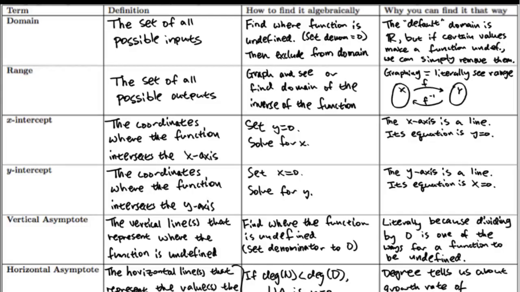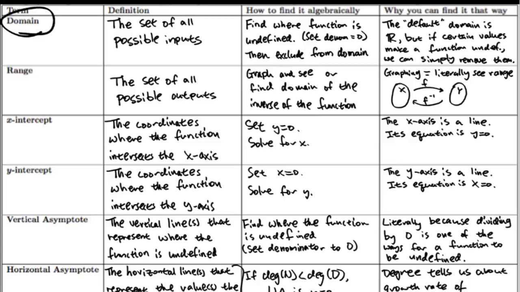So essentially set the denominator equal to 0. And notice that you're going to do that for both domain and vertical asymptote. Because in one of them, you're trying to figure out what's undefined so that you can remove it. And in the other, you're trying to find out what's undefined so that you can use it in the function, because that's what it's going to be.